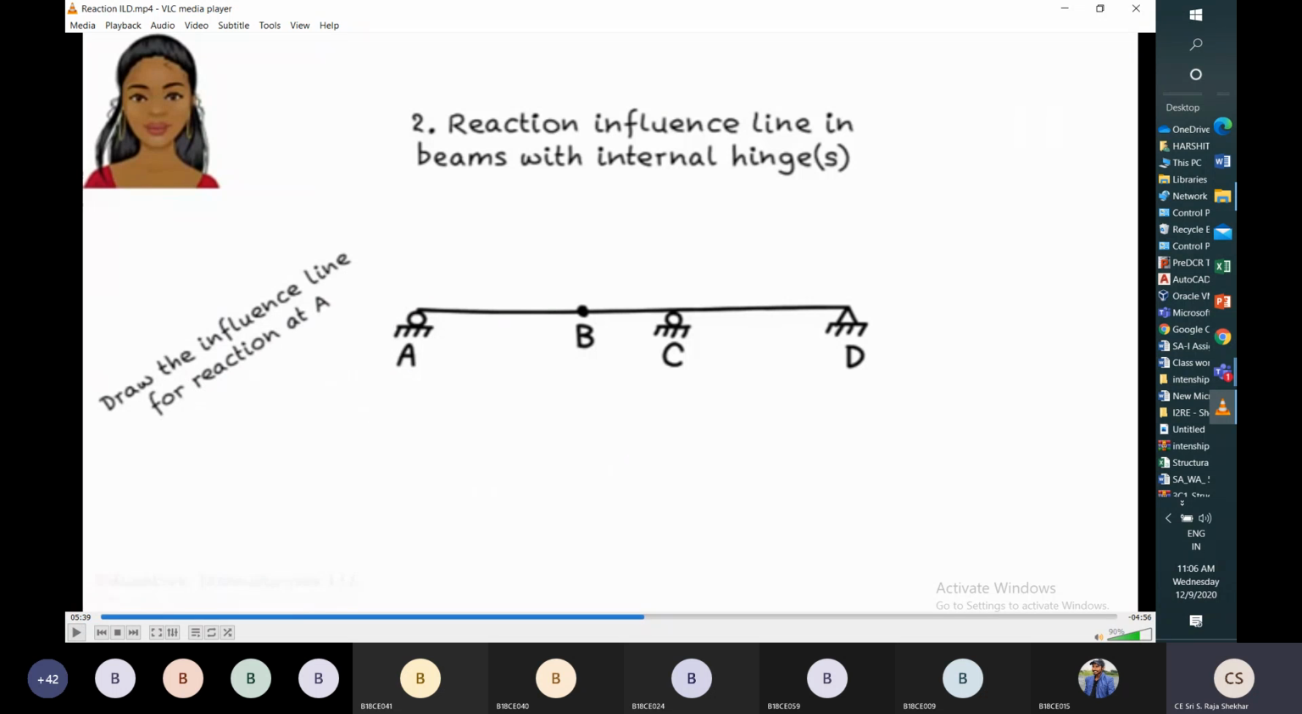So for this different beam structure, this is a continuous beam. Here we have an internal hinge. I want to draw the reaction influence line at A. For that, what do we have to do? We have to push a unit force at A.